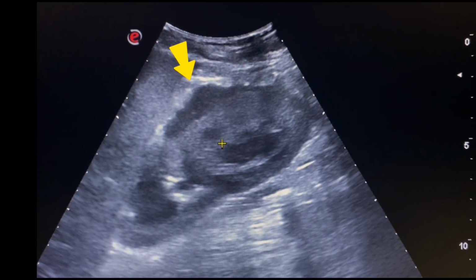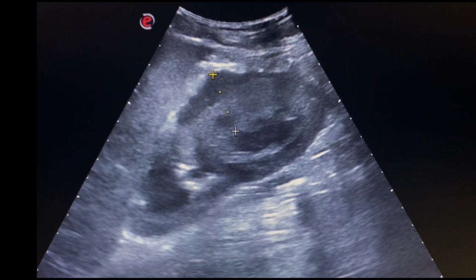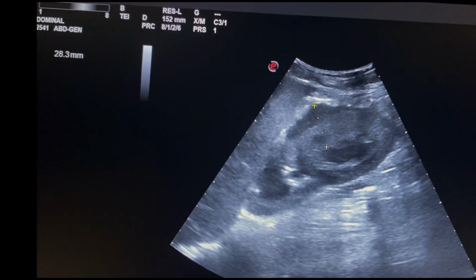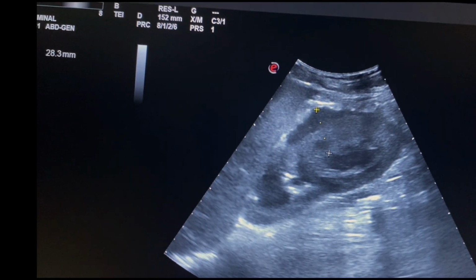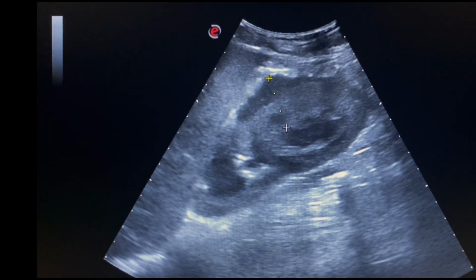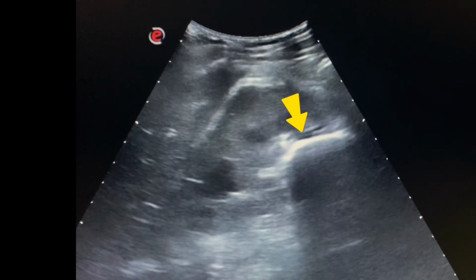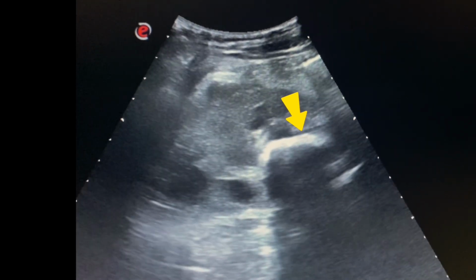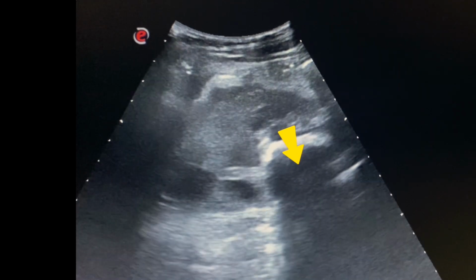Now we measure the size of the mid-pole of the cortex, which is 2.9 millimeter, which is mildly thickened. Here we see an oval-shaped stone in the lower pole of the kidney. Here we see the shadow of this stone.